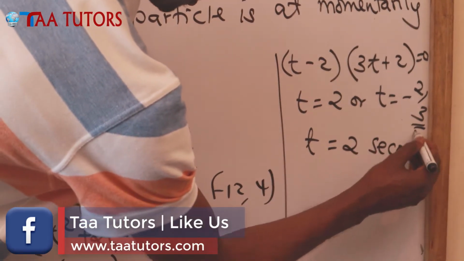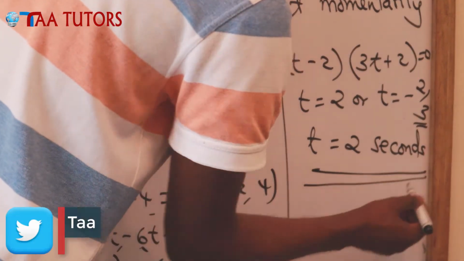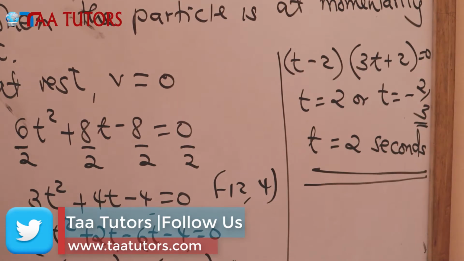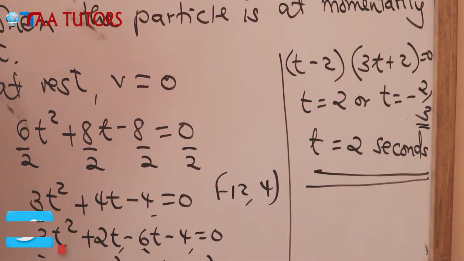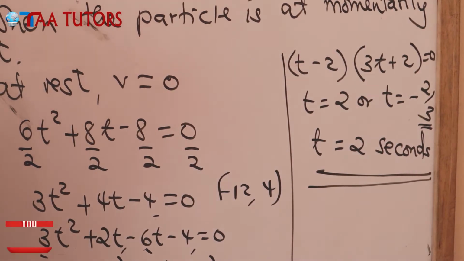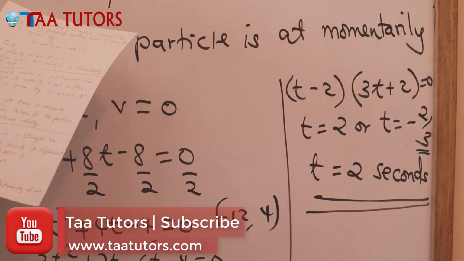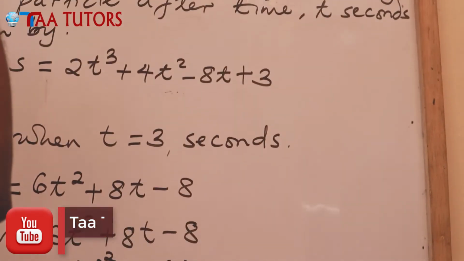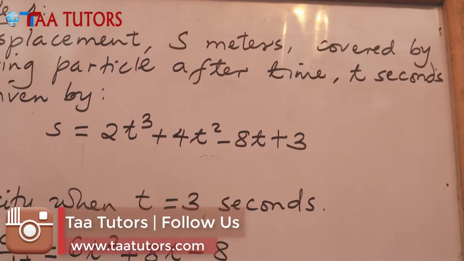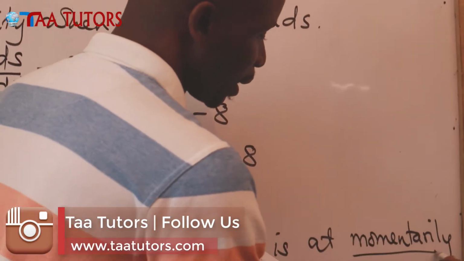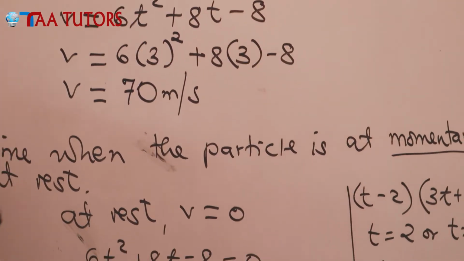So meaning that after exactly 2 seconds of this particle moving, it will be at rest momentarily. It means it will be at rest just for a fraction of a second, then it starts moving again. For example, if you throw this calculator up, there's a point when it stops just momentarily and then it starts coming down. That's what we refer to with the word momentarily.